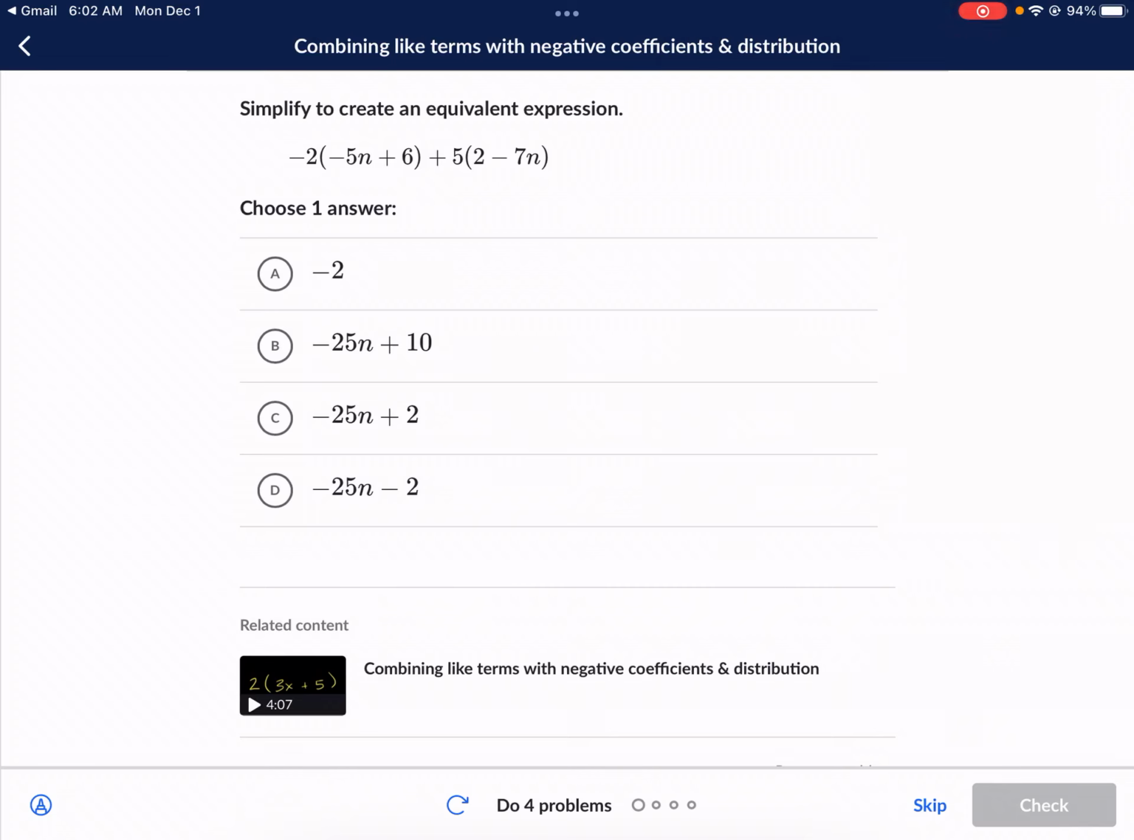Hi, this is Mr. West, and you're watching a Khan Academy tutorial on combining like terms with negative coefficients in distribution. This seems like it's a lot, but if you've been working through your particular math unit, this shouldn't be so bad. But I'm going to go over a few topics just in case you haven't had the opportunity to go over them yet.